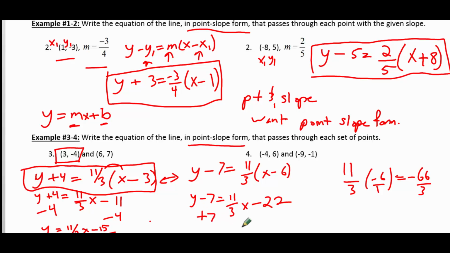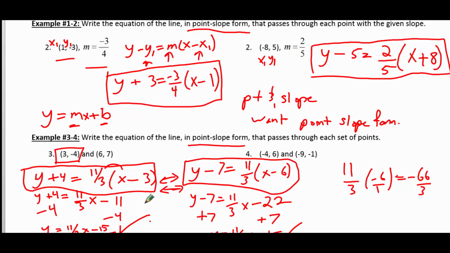Alright, last thing. Add 7 over to get y equals mx plus b. And you get y equals 11 thirds x minus 15, and we get the exact same thing. These do not look alike until you distribute, but it doesn't matter which point you pick. Both of these are valid answers.